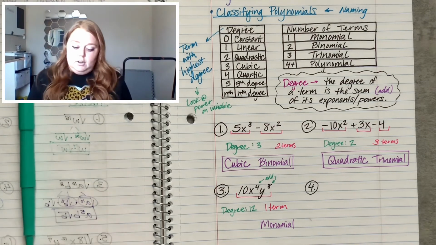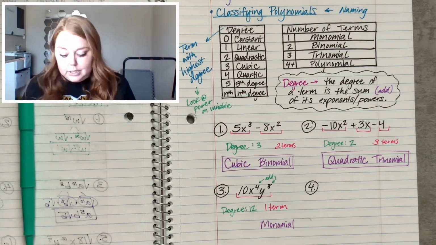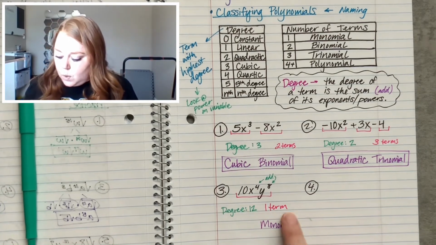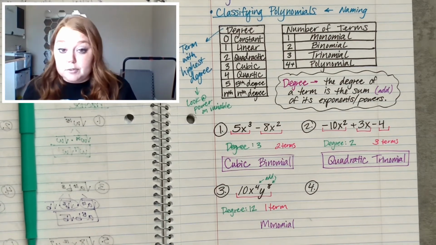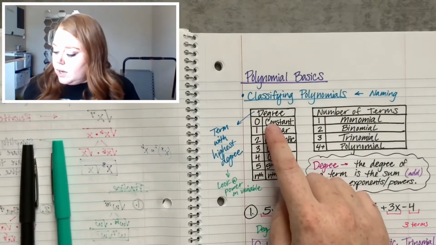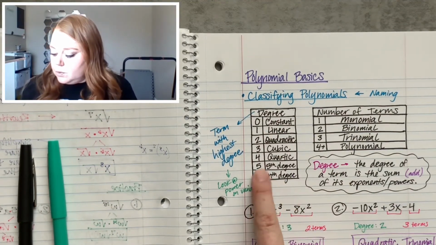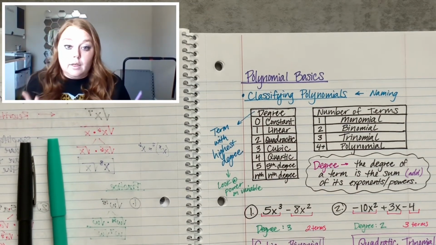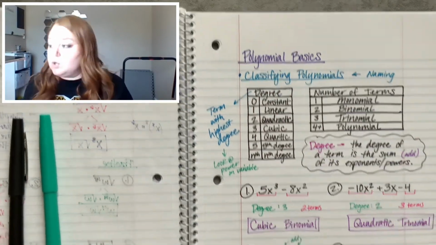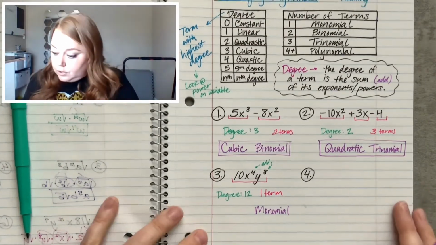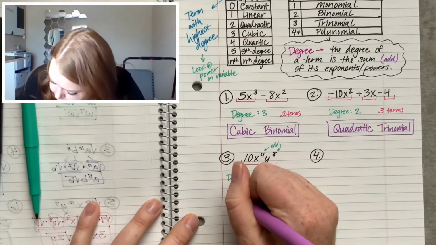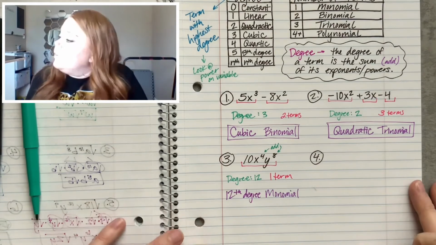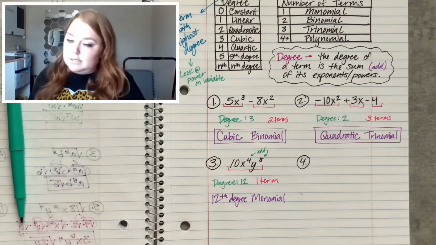Okay. We'll practice that. Don't worry. It takes some getting used to. I understand. Okay. So this has a degree of 12. It's one term. We know it's a monomial, but what type of monomial? If it has a degree of 12, look, our chart doesn't even have 12. So we think of this. Well, if it's any number higher than 4, we just call it that degree. So this would be a 12th degree monomial. That is its name.